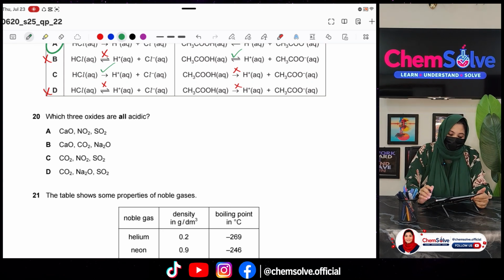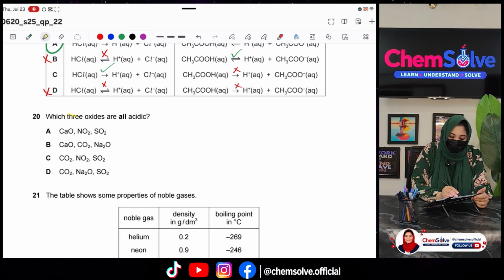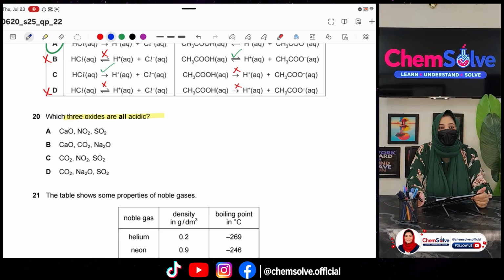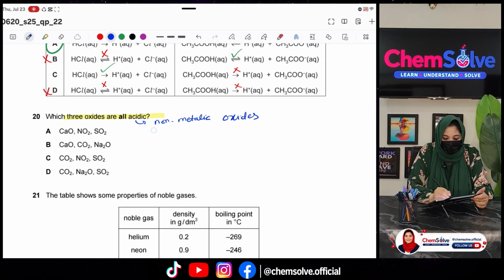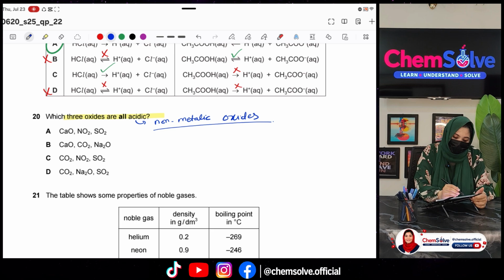Now move towards question number 20. What does question number 20 say? Which three oxides are all acidic oxides? Okay, all acidic oxides. So acidic oxides are the non-metallic oxides. Okay, non-metallic oxide. Now look at the options. This is a metallic oxide, so this is the wrong option.